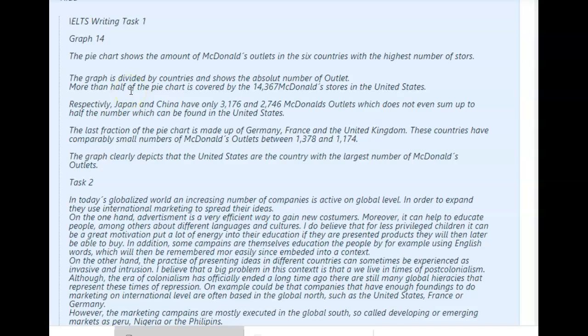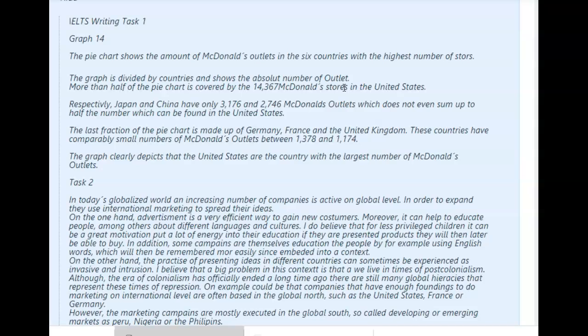The pie chart shows the amount of McDonald's outlets in the 6 countries with the highest number of stars. Here it would have been a good idea to actually say which the 6 countries are. The graph is divided by countries and shows the absolute number of outlets. Get rid of the word absolute. More than half of the pie chart is covered by the 14, etc. McDonald's stores in the United States.